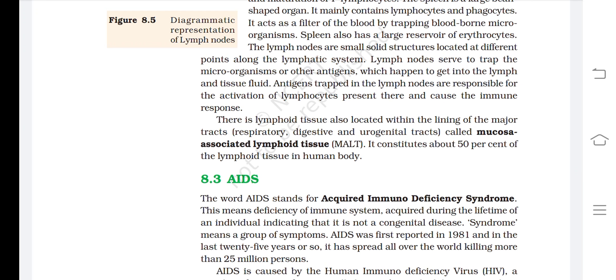There is lymphoid tissue also located within the lining of major tracts, respiratory, digestive, and urogenital tracts, called mucosa-associated lymphoid tissue or MALT. It constitutes about 50% of the lymphoid tissue in the human body.